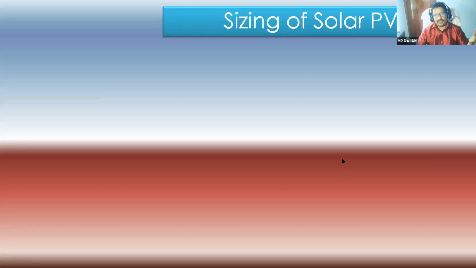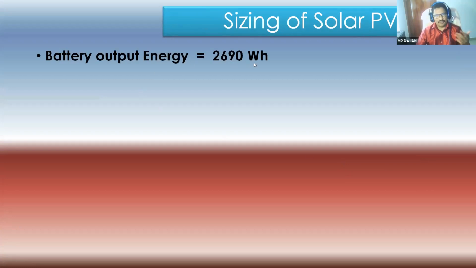Okay, then we can go for the PV array panel. Okay, so battery output is 2690, which we are giving to the inverter. So what should be the battery input?